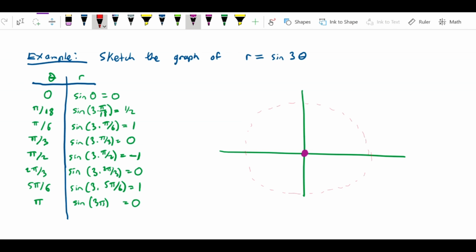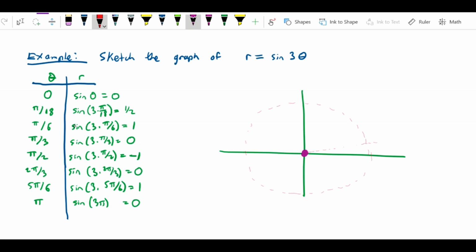Okay, now let's consider the angle pi over 18. That's a very, very tiny angle. If pi over 6 is 30 degrees, then this is actually about 10 degrees. So let's just draw it in like that. Now look what happens. Normally we don't know what sine of pi over 18 is, and we still don't. But remember that the function we're given is sine of 3 theta, not the sine of theta. So if theta equals pi over 18, then r equals sine of 3 times pi over 18. That's going to be pi over 6, and we do know that the sine of pi over 6 is 1/2.